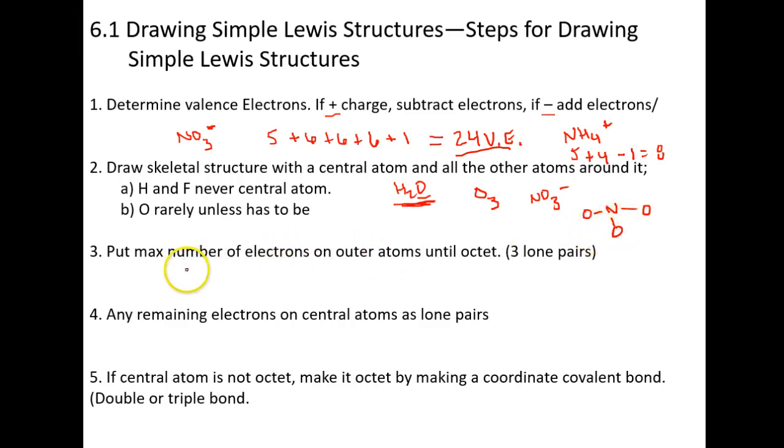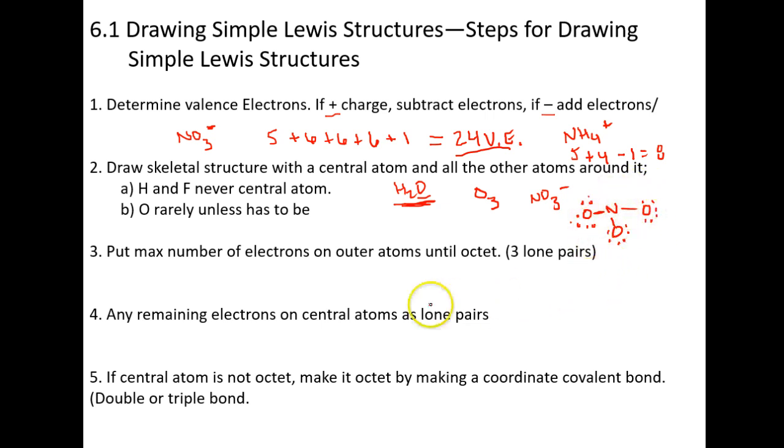All right, number 3, put maximum number of electrons on outer atoms until octet. Okay, so now you have the NO3, you put the maximum electrons on your outer atoms only. All right, so it usually means 3 lone pairs because you need this to be an octet. So we're going to put 3 lone pairs there. Notice this is 8 now. 2, 4, 6, and then the 2 in here is 8. All right, there's another 8 here, and there is another 8 here. Okay, so that's step 3. Just put the number of electrons on the outermost atoms.